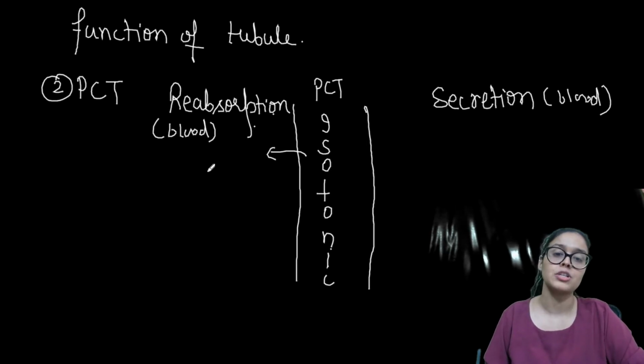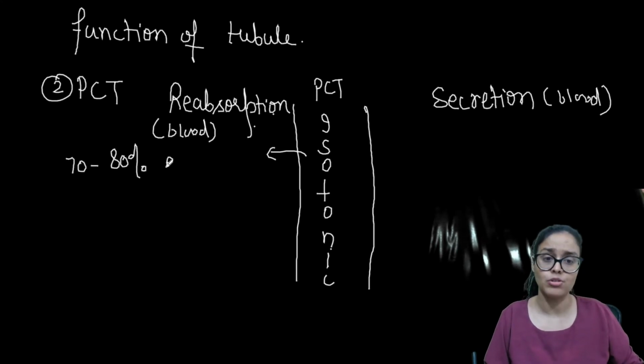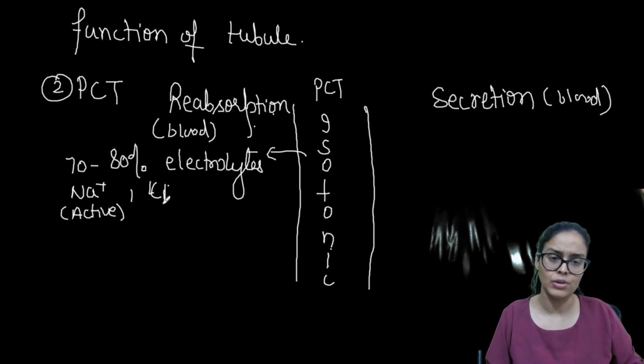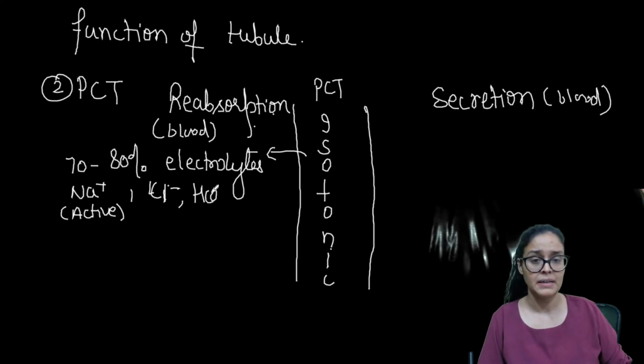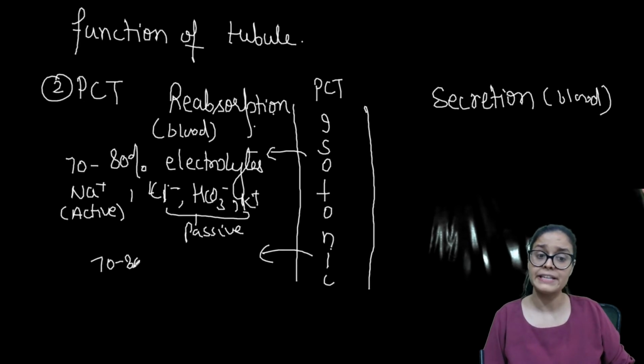So bacha, reabsorption of 70 to 80% electrolytes. Electrolytes means obviously ions. Sodium ion actively, with the help of energy. The rest will follow behind it, like chloride ion will just move passively along with the sodium ion. Bicarbonate, potassium, they will be moving passively again into the blood, right? 70 to 80% means maximum water is reabsorbed here by osmosis, a passive process.